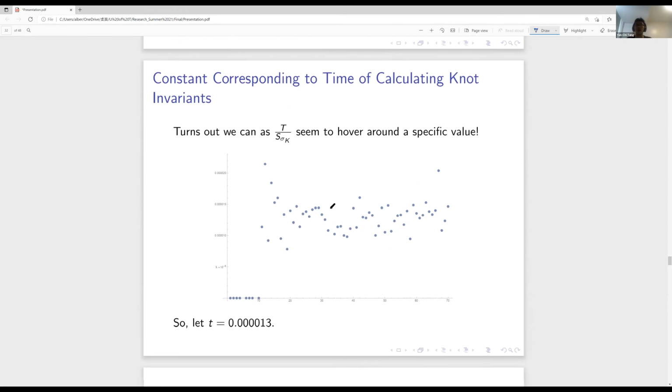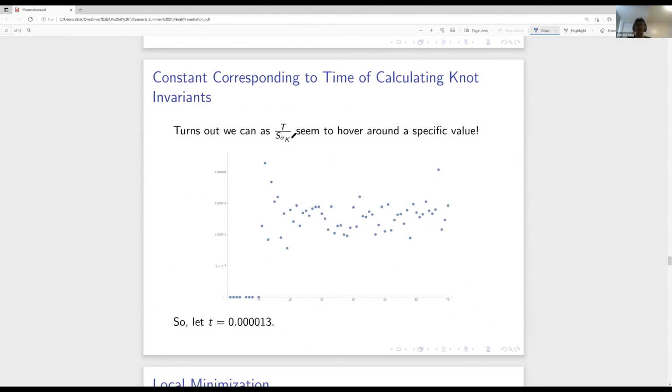So what I've done here is that I took 70 different knots in a giant list of knots provided by Dunfield. And by the greedy algorithm, selected a permutation where the runtime of calculating Kauffman bracket is going to be decently small. I also collected an S value for it, and then take the ratio of T divided by S.